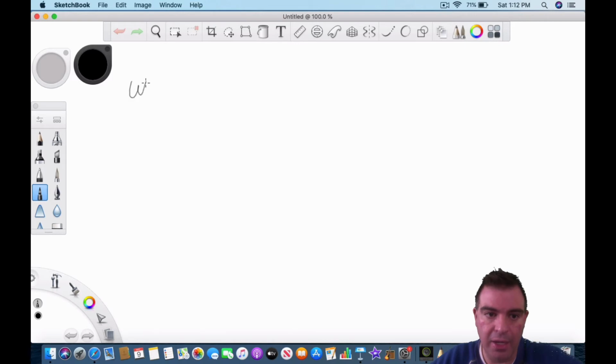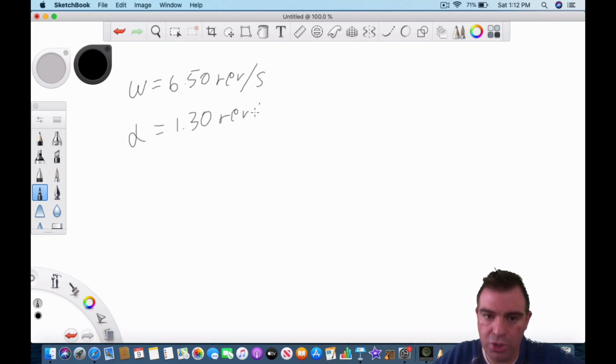What did we say? We were given the angular velocity, and we said that it was 6.50 revolutions per second, and the angular acceleration was 1.30 revolutions per second squared. As you can see, these are not good units, so we have to convert them. To convert revolutions or degrees, we have to multiply by 2 pi rad over 360.